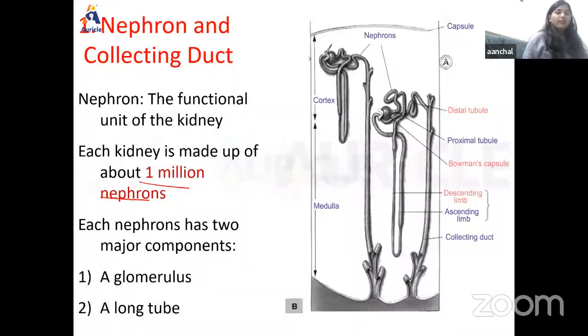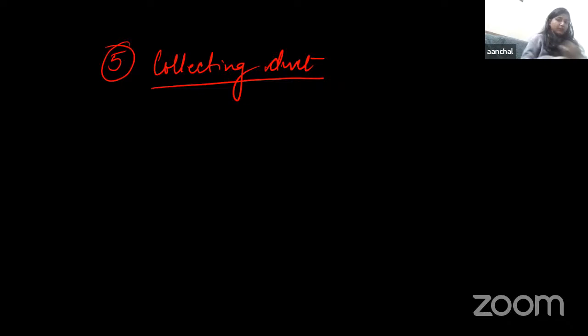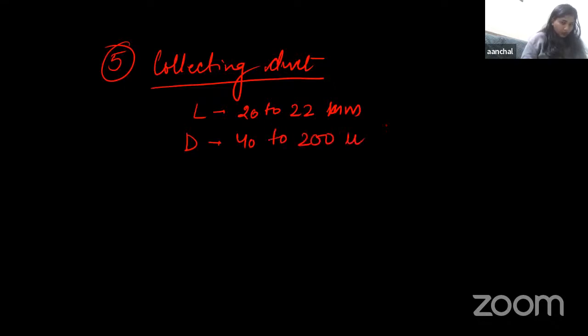Okay. Now, finally we have the last structure, that is collecting tubule, or we can call it collecting duct. Right. So this collecting tubule, as we know, is the continuation of the DCT. Right. Now, the lower part of the duct lies in the medulla, and 7 to 10 initial collecting ducts unite to form the straight collecting duct, right, which passes through the medulla. Okay. Now, the length of the collecting duct is up to 22 mm. Then the diameter is 40 to 200 mu, right?